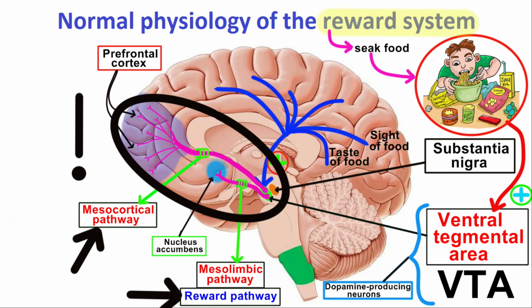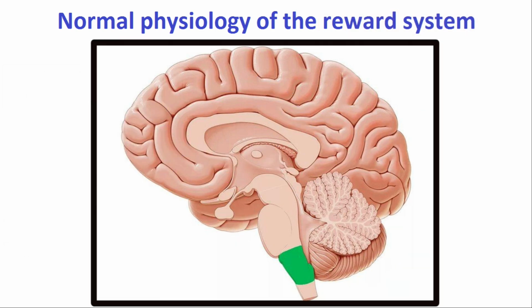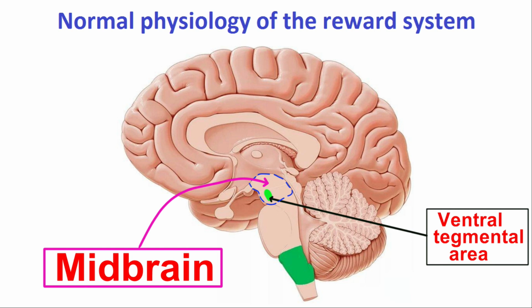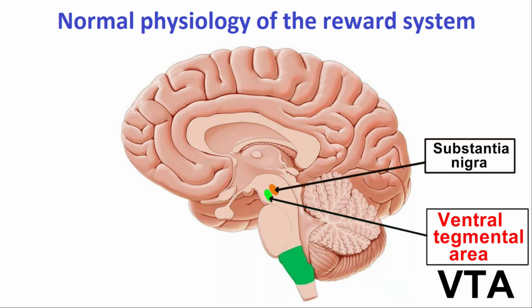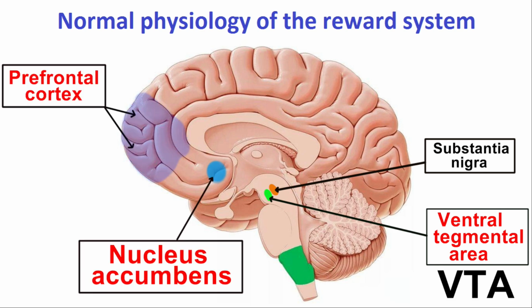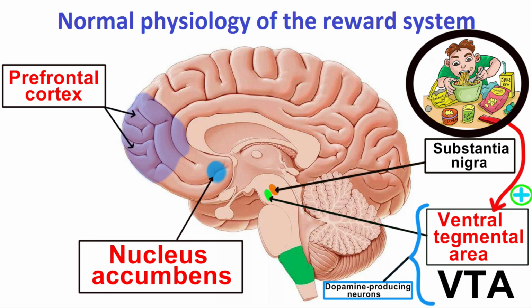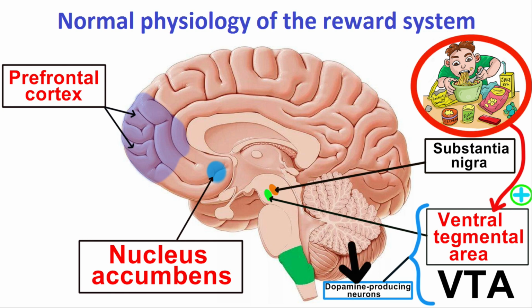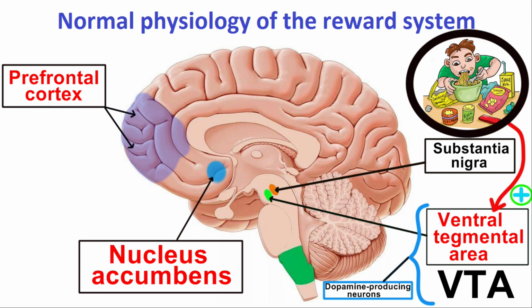Addiction affects the reward system in the brain. Here you can see the medial view of the brain. Three main structures of the reward system that you must know are the ventral tegmental area, or VTA for short, which is situated in the midbrain, adjacent to the substantia nigra, the nucleus accumbens, and the prefrontal cortex. Engaging in enjoyable activities generates action potentials in the dopamine-producing neurons of the ventral tegmental area. In our example, the boy is eating.